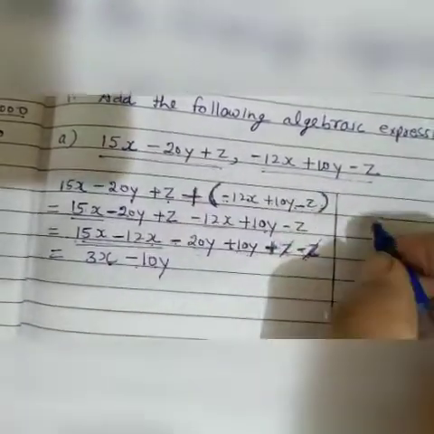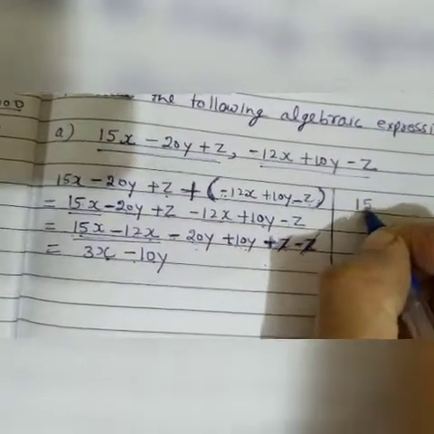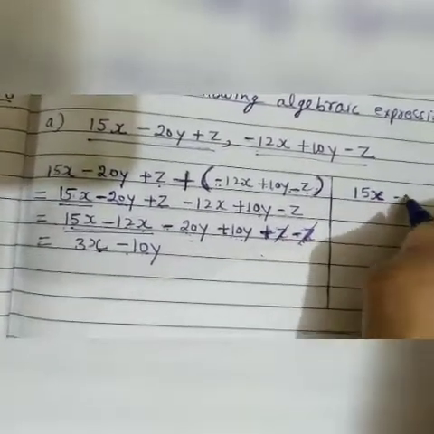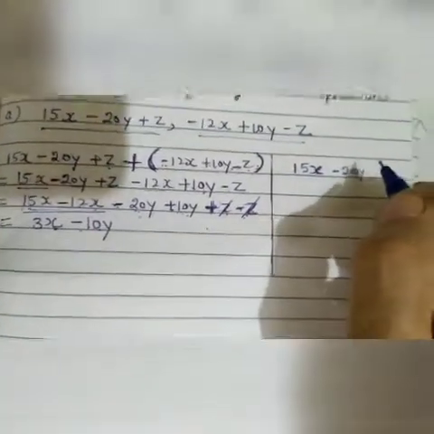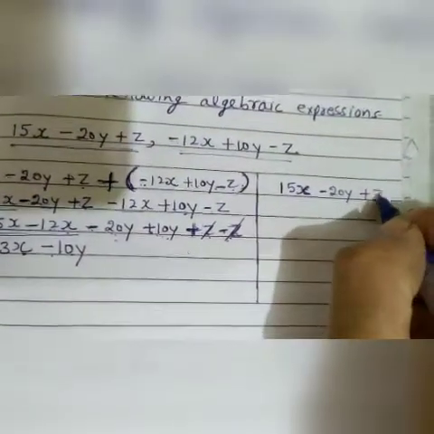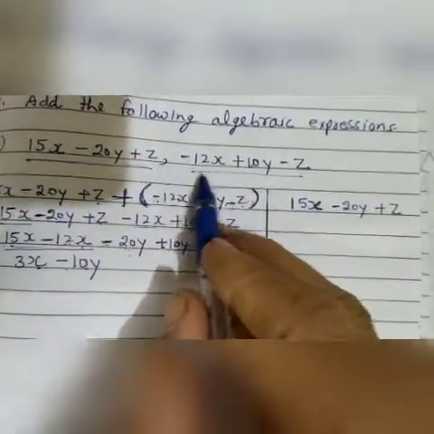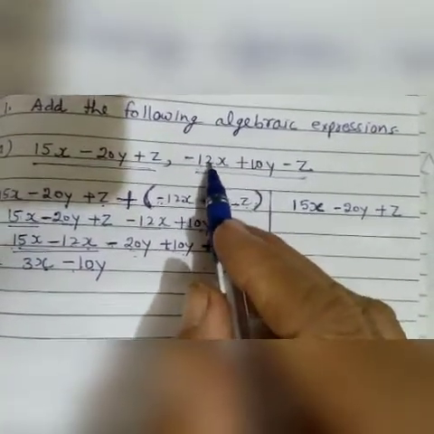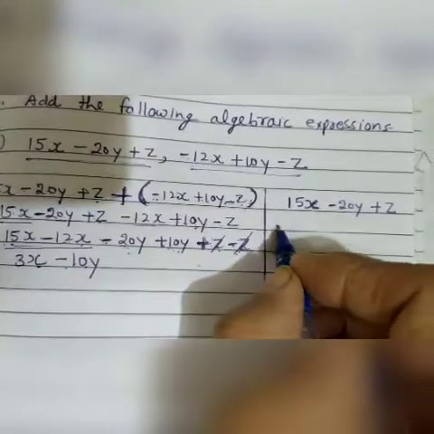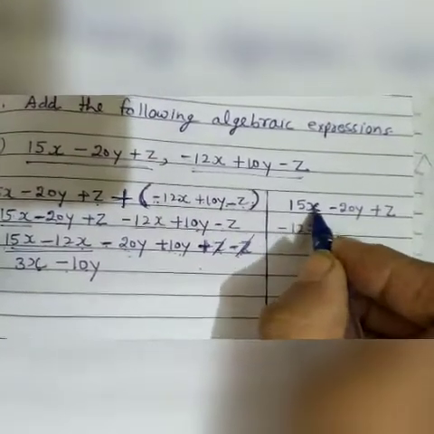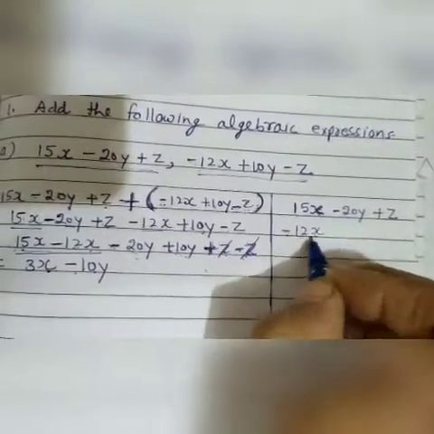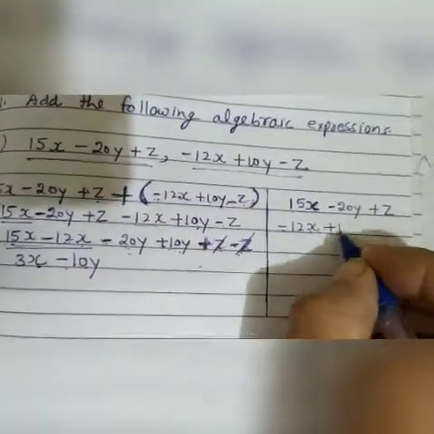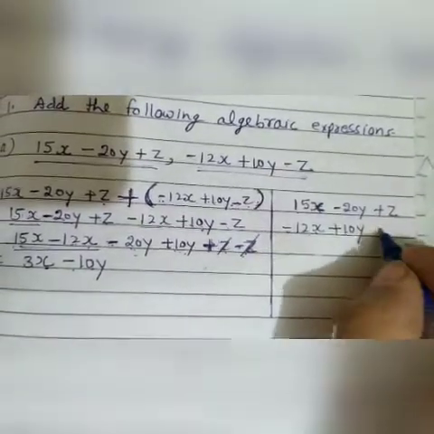First we will write the first algebraic expression simply: 15x minus 20y, then plus z. Then write the second expression, and we will write the like terms below the same term. Minus 12x, we will write this minus 12x below this term. This is 15x, this is minus 12x. Both are like terms. Then plus 10y, we will write plus 10y here. Then this minus z here.